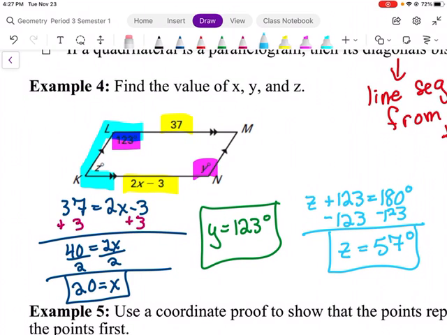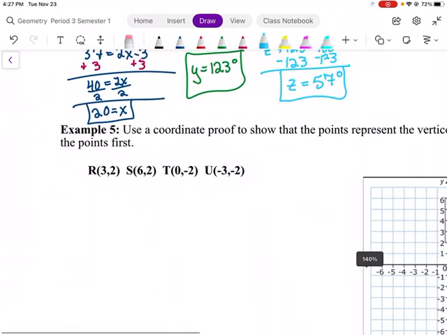So if you didn't get those 3 answers, you can pause the video and make sure you get those copied down. Our next example.